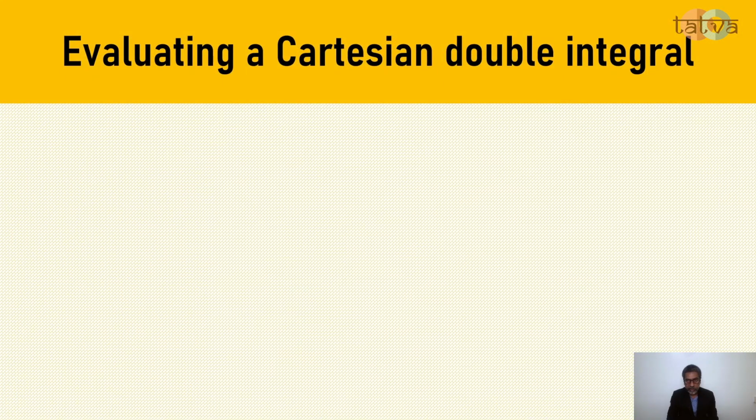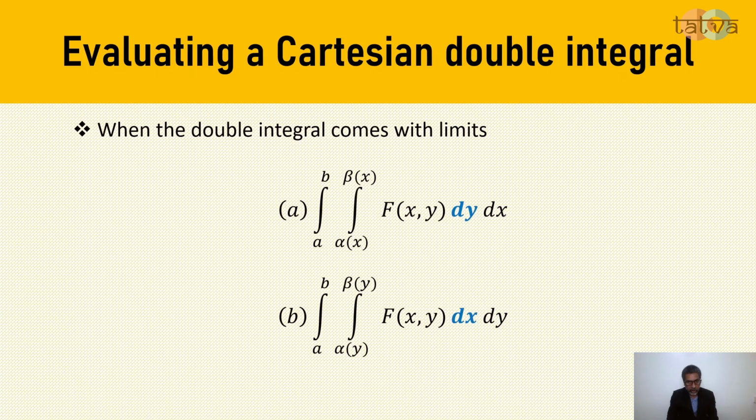So how do you evaluate a Cartesian double integral? Now, when the double integral comes with limits, you can see here that in the first case, the inner integral, that means the integral closer to the function f of x y, has got functions of x as the limits, alpha x and beta x. So these correspond to the limits for y. Therefore, the first integration will be with respect to y. So I have highlighted dy. So whenever you have inner limits as functions of x, the order is dy first and then dx.